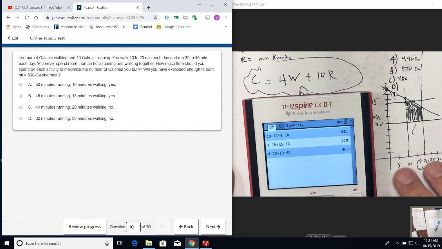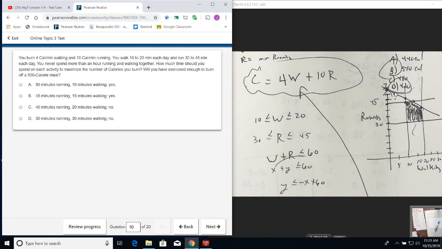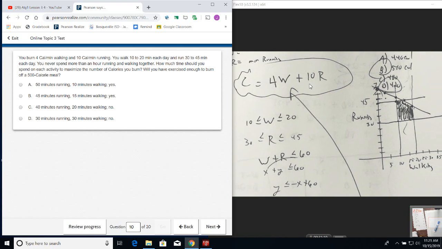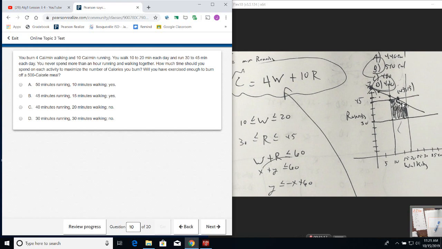And then D, finally, 30 minutes running, 30 minutes walking. So that would be 30 times 4 plus 10 times 30, and I get 420 calories. So which one burns the most calories? B. And those are points that are within those restrictions. 45 and 15, that's that point right there. 45 and 15 is where we would cross. Okay? And so you can burn more than 500 calories? Absolutely yes. So that's why it's B.